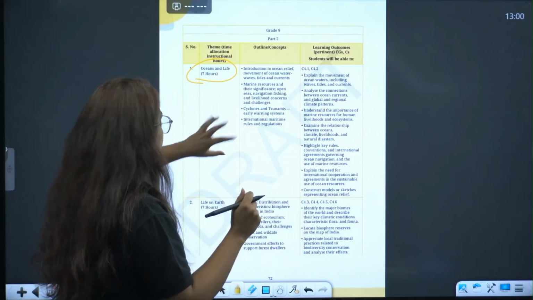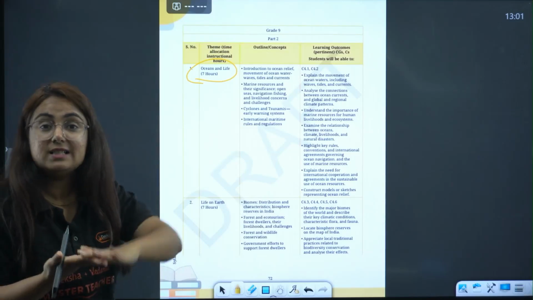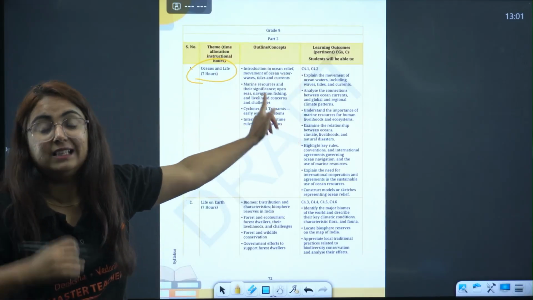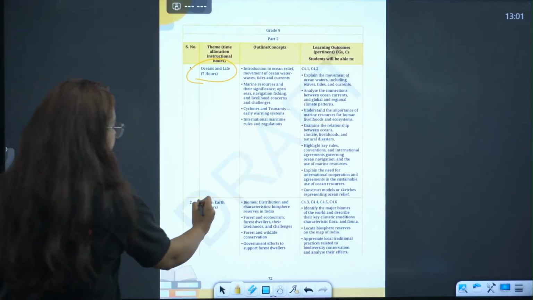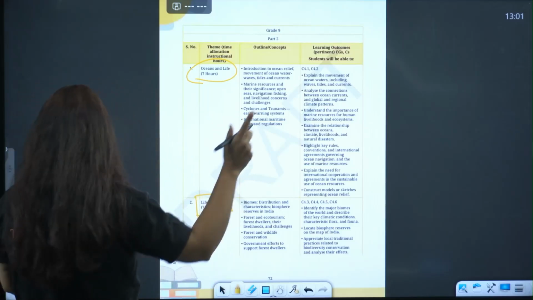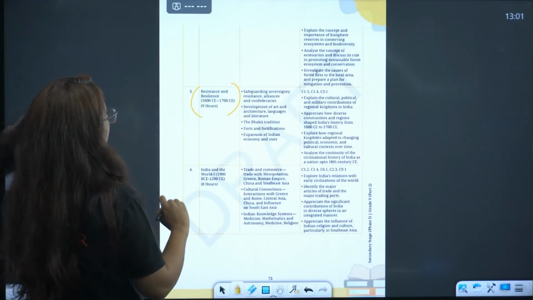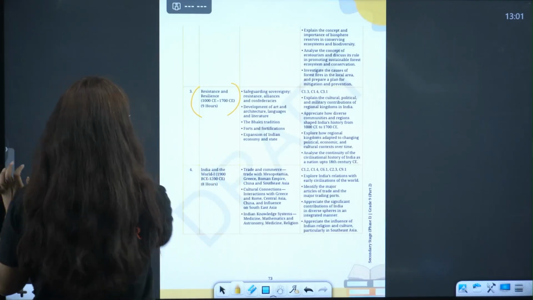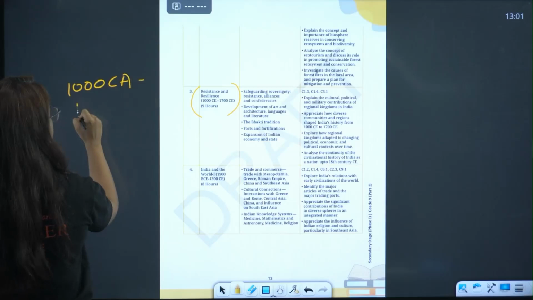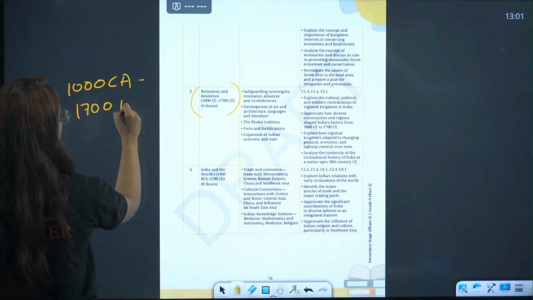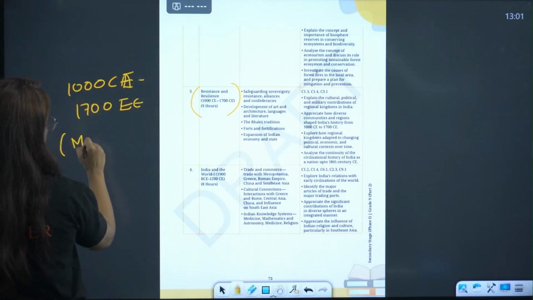This chapter is really important, where we will talk about ocean, water, waves, tides and currents. The same thing you studied in class 7, but now it will have more content. Okay, the next chapter is life on earth, again from geography. Then resistance and resilience. So this is from the period in history from 1000 CE, that means AD, to 1700 AD, or CE as I call it, right? So basically this is medieval history you are studying.